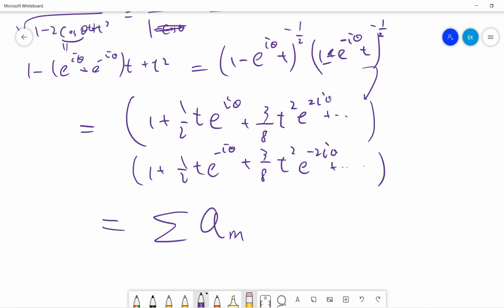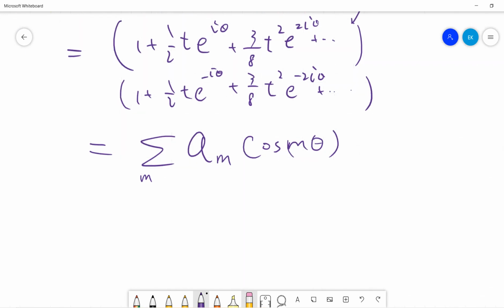You see, all of them are positive. You can combine it, and you will get something like this, a sum where the a_m are just positive. So this is the general P_n(cos theta).